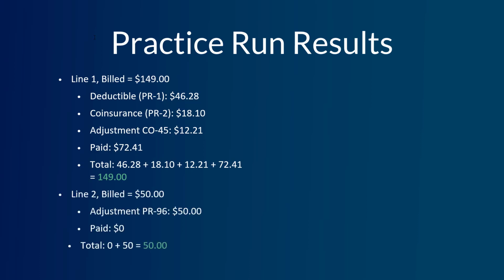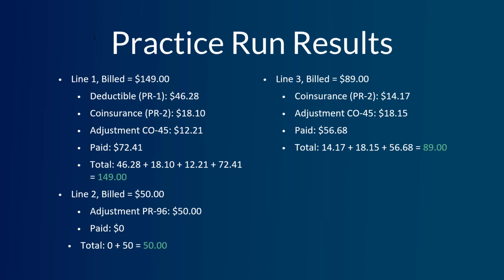On the second line, we have a billed amount of $50, 1 adjustment of $50, and a paid amount of 0. This adds up to the line 2 billed amount. On line 3, the billed amount was $89. There was a co-insurance in one of the columns, an adjustment code, and a paid amount. All of these lines put together added up to the claim total of $288. A coordination of benefits claim that reported all of these adjustments and payment amounts would have balanced.